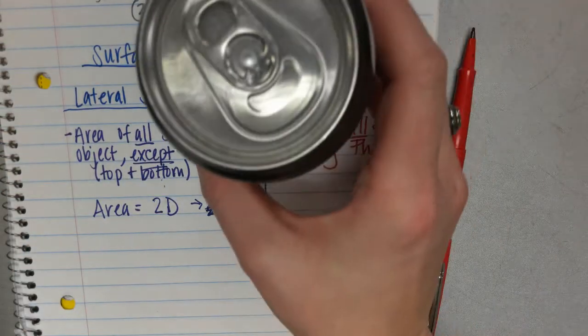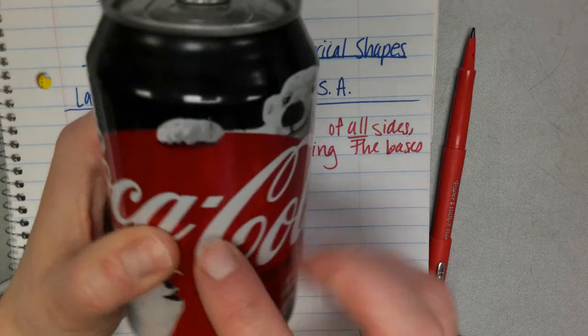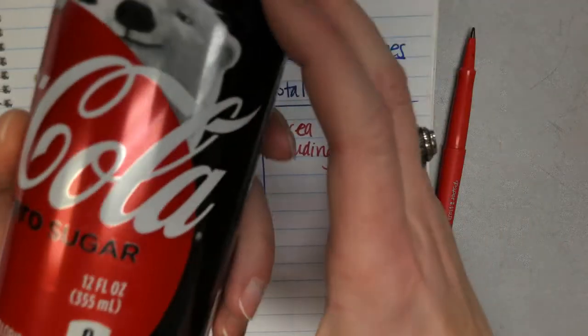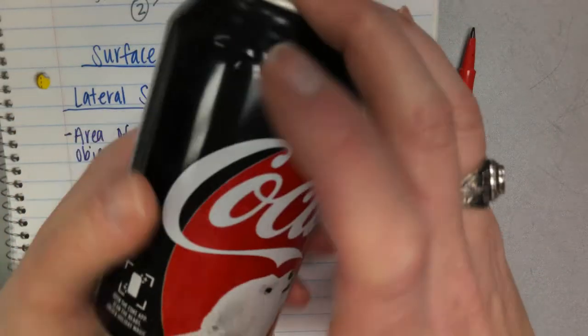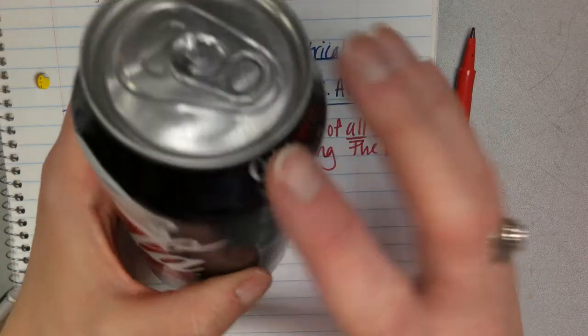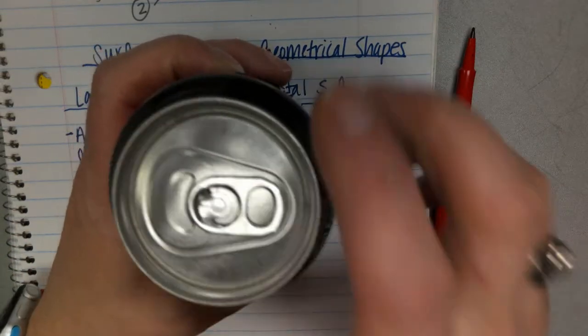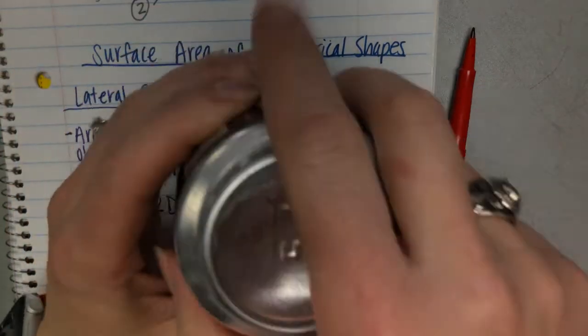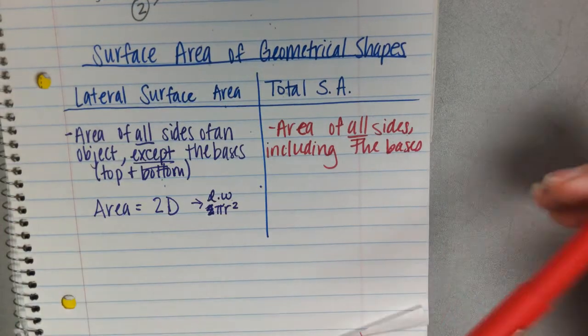So the total surface area of this Coke would be the area of all of the outside, the black part, it says Coke, the area of the top, and the area of the bottom. Okay, that's the total surface area. It includes the bases.